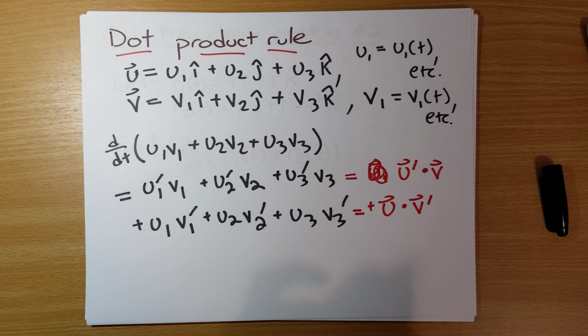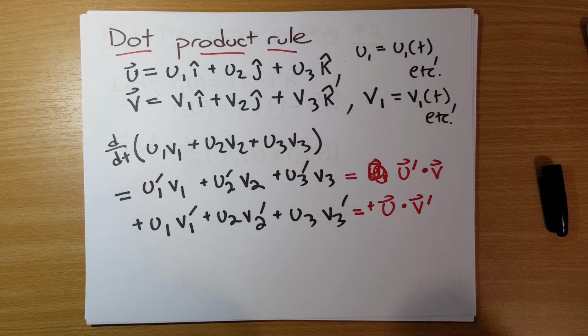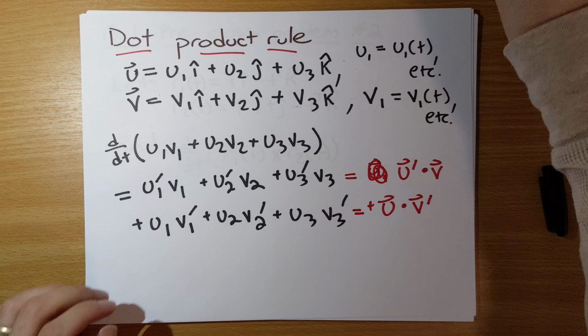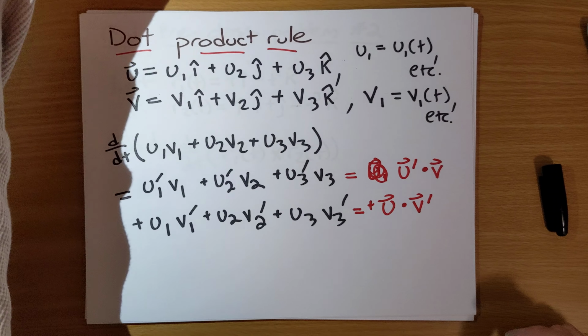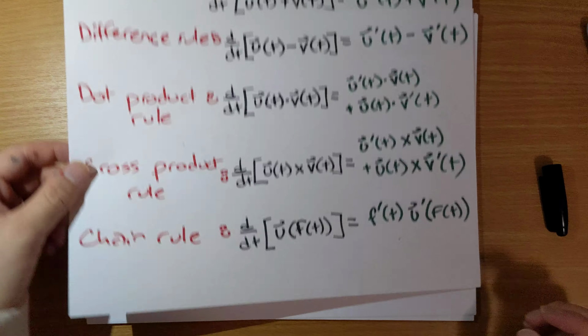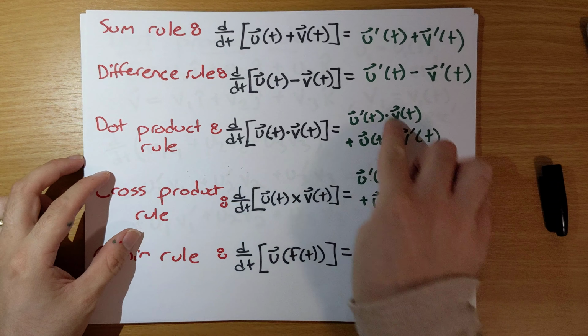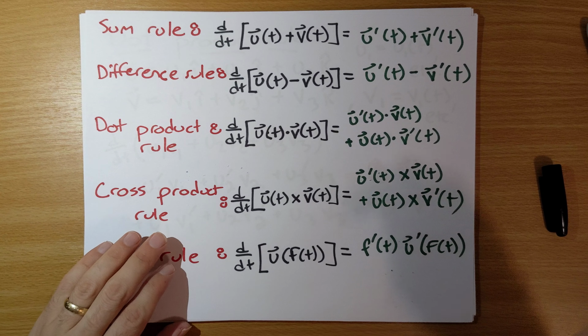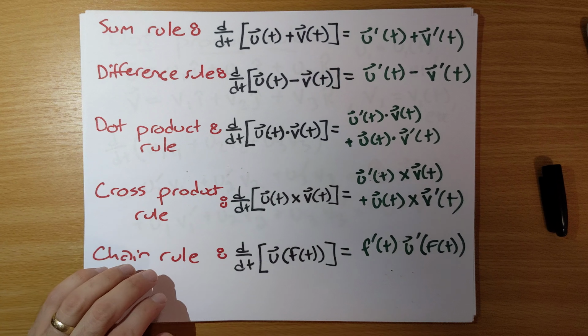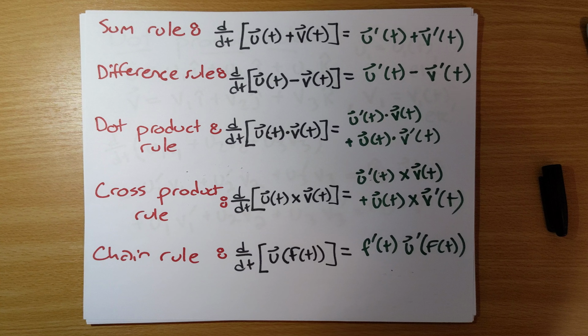So u prime dot v plus u dot v prime. And that proves, I've been dropping the dependence on t there, that's implied, but that gives you this product rule, this dot product rule. And you can prove other rules here similarly.